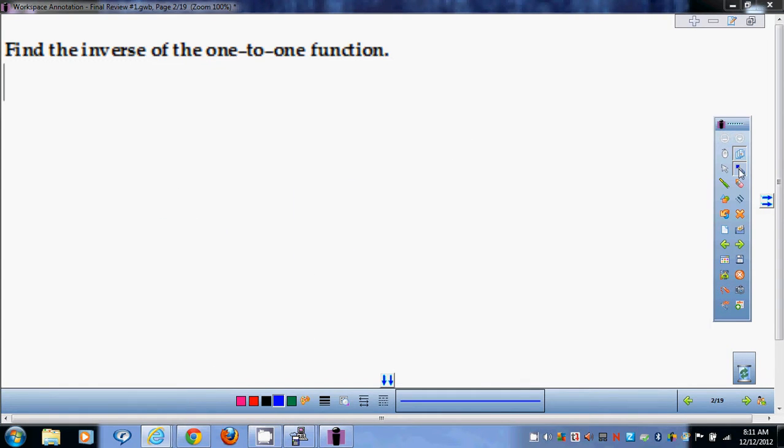What is this problem going to look like? Find the inverse of a one-to-one function. What is this problem going to be asking us to do?